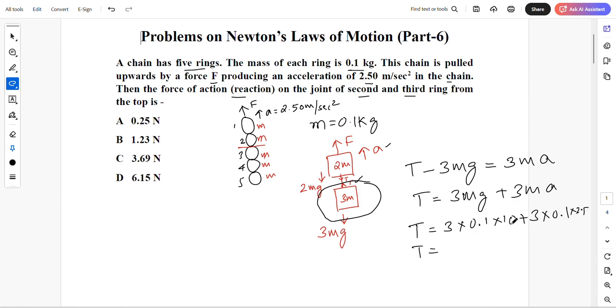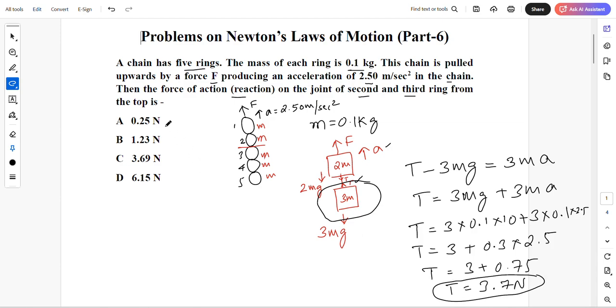That is equal to how much? 10 into 1 into 3 plus, multiply this one, 0.1 into 0.3 into 2.5. T is equal to 3 plus 0.75, you are going to get 3.75. T is equal to 3.75 Newton.